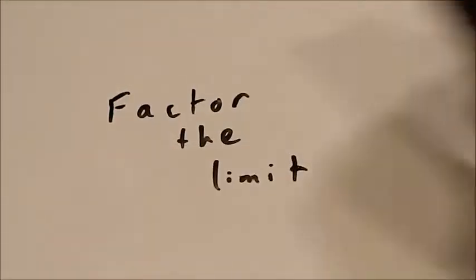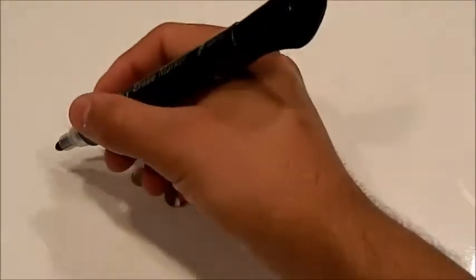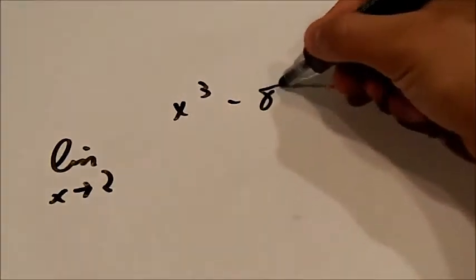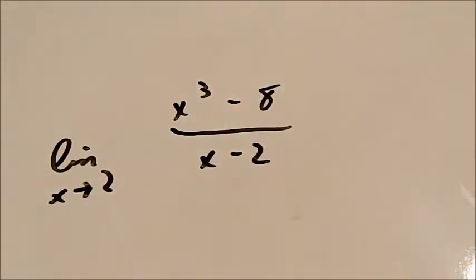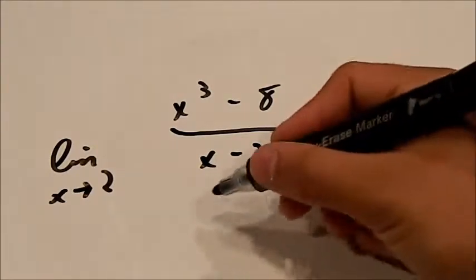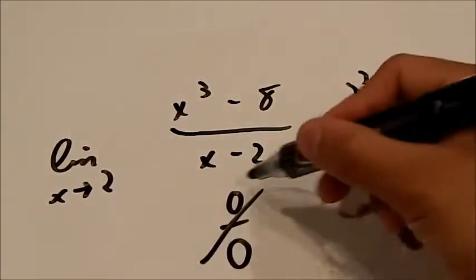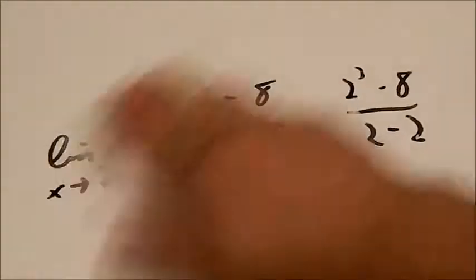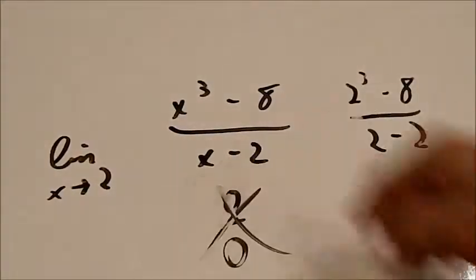So one way to evaluate a limit when it's indeterminate is to factor it and see if you can eliminate a factor so that you can get a limit that is not 0 over 0. So let's say we have the problem limit as x approaches 2 of x cubed minus 8 over x minus 2. If we were to plug in 2 to this equation, we'd get 2 cubed minus 8 over 2 minus 2, which would evaluate to 0 over 0, and that's indeterminate. So we need to figure out some way to factor this function so that we can get an actual number for the limit.